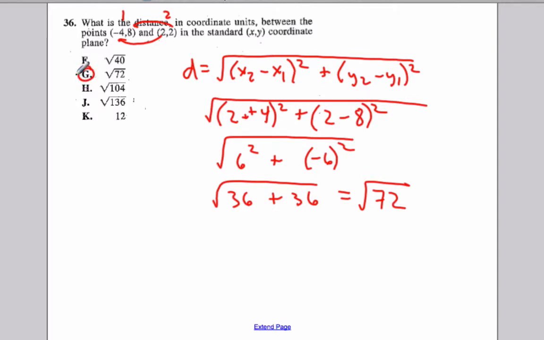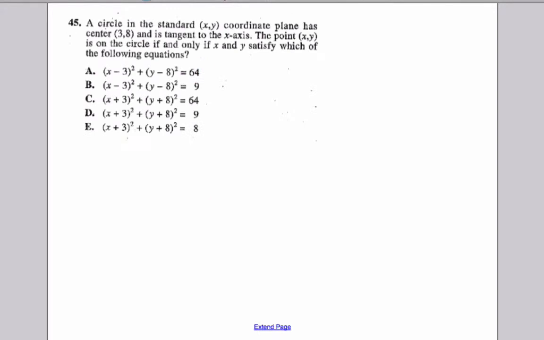That one is the distance formula. That is one you're going to want to put in the back of your brain to remember, because a lot of times the ACT will cover the distance formula. Let's look at 45. This would be a medium. A circle in the standard XY coordinate plane has a center 3, 8 and is tangent to the x-axis.